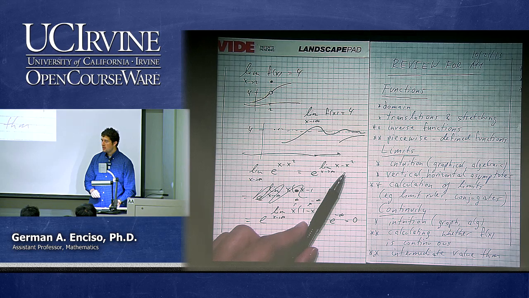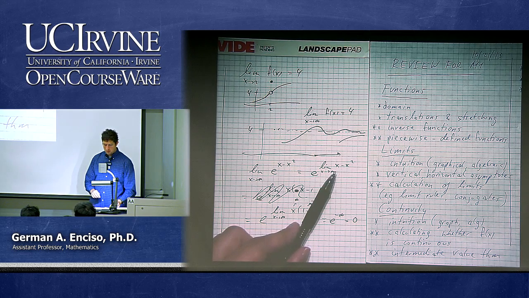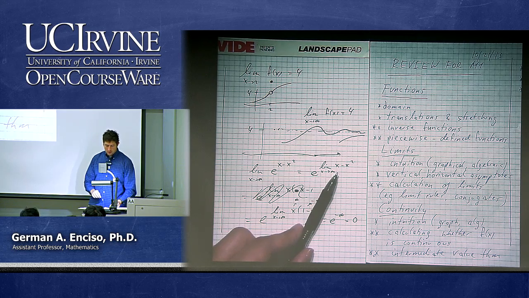Would it be acceptable on a test to ignore x? Because once x approaches such a high number, x becomes insignificant. But you have to show that. So the point is that as x becomes really, really large, x becomes insignificant compared with x squared. So therefore, you can ignore it.